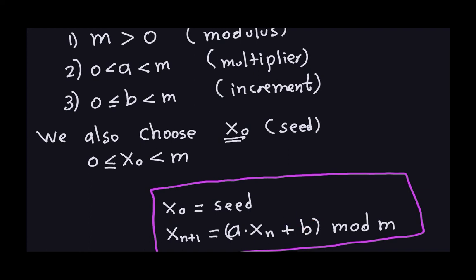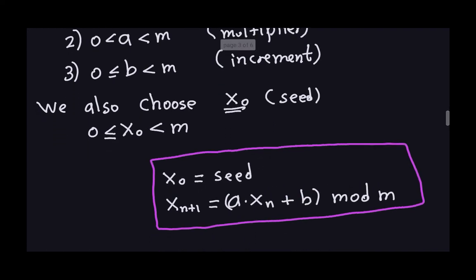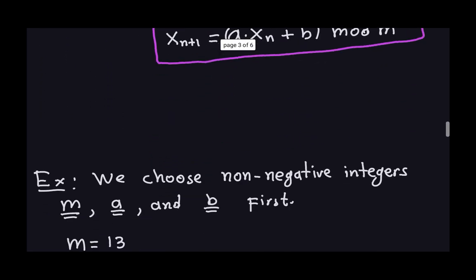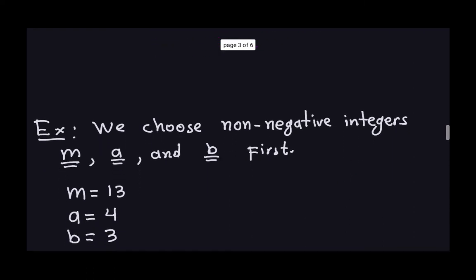And so this is basically the linear congruential generator. So that's the setup. What you have to do here basically is you need to choose the values of a, b, and m with the properties I mentioned earlier, and you also have to choose the seed. So let's look at an example. Let's see how an example will look.